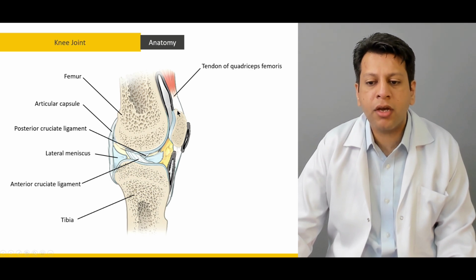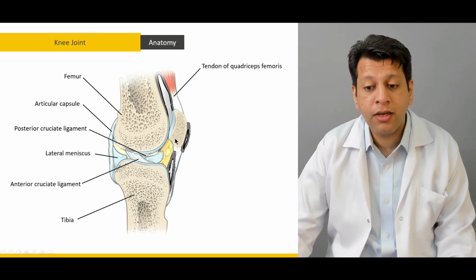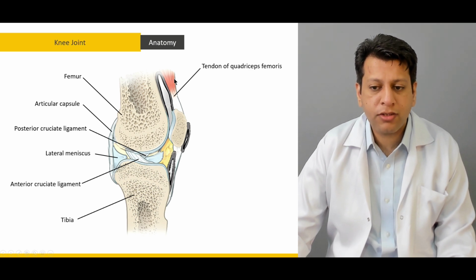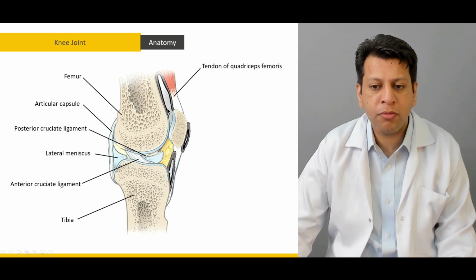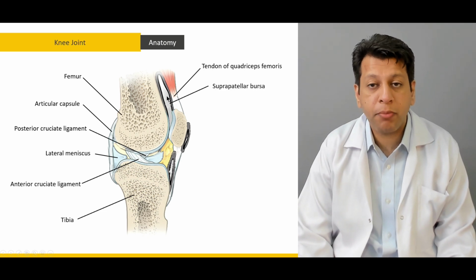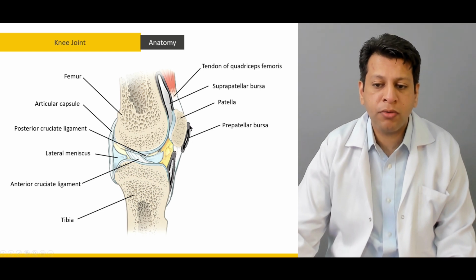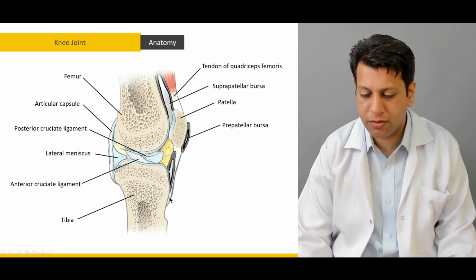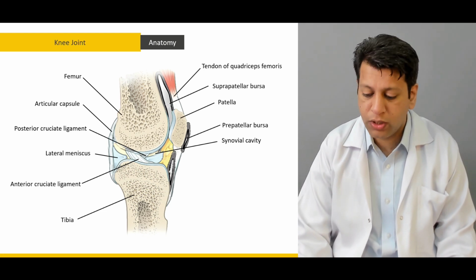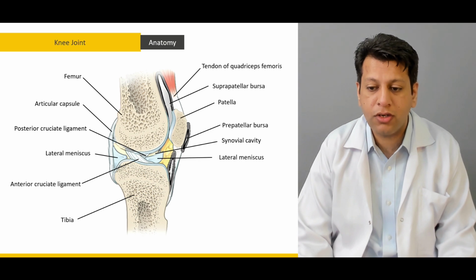There's a quadriceps tendon coming down. It's attaching on the superior as well as the two lateral surfaces of the patella. Then it becomes one single patellar tendon and attaches on the tibial tuberosity. As the quadriceps tendon is coming down, there is a bursa between the quadriceps tendon and femur, which is called the suprapatellar bursa, and then there is the patella. The prepatellar bursa is just below where the quadriceps tendon crosses the patella and gets inserted onto the tibial tuberosity as well. And then there is a synovial cavity, which is the joint cavity, which can be appreciated on this diagram.